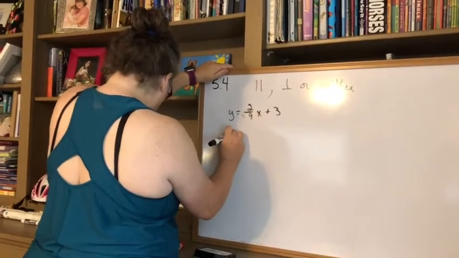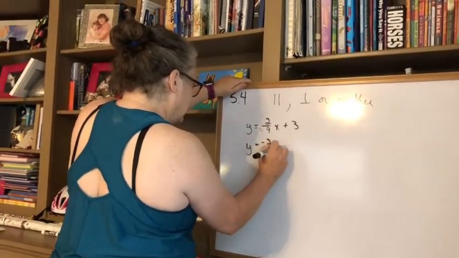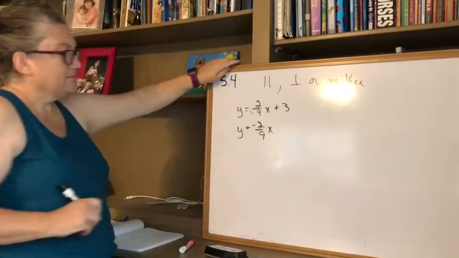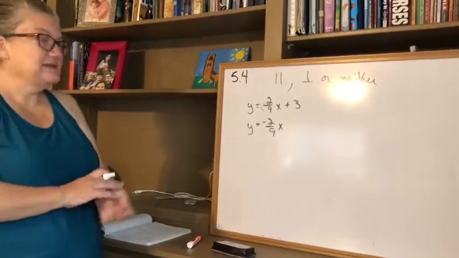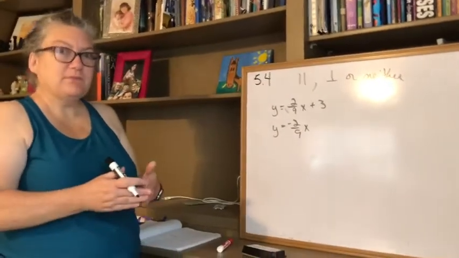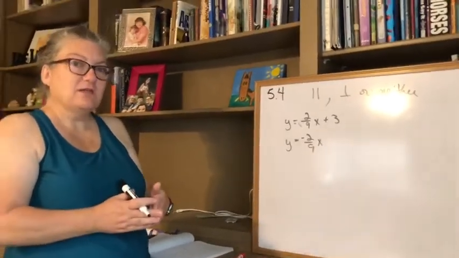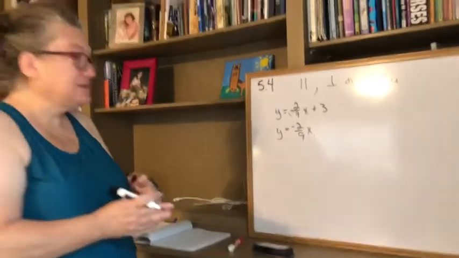And we have the line y equals negative 2/9 x. Okay? So are these two lines parallel, perpendicular, or neither? Now how we determine is all about the slopes. When you're determining if lines are parallel, perpendicular, or neither, it's all about the slopes. So determine the slope of each line first.